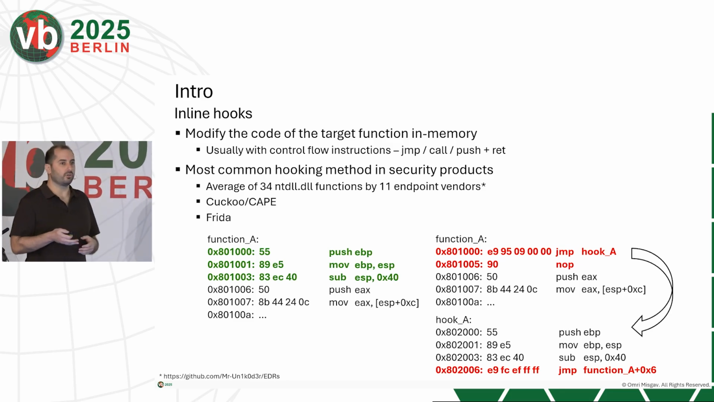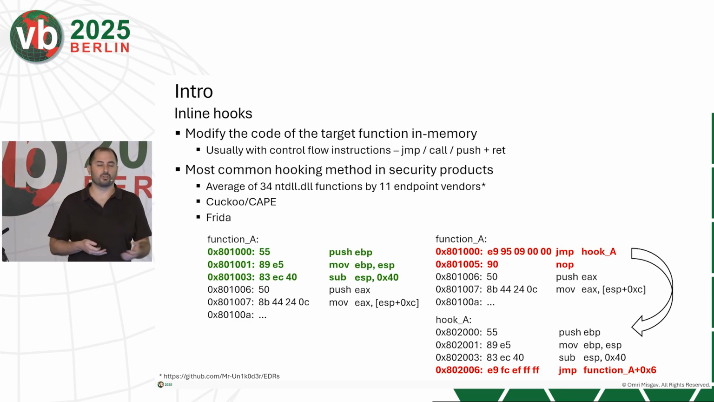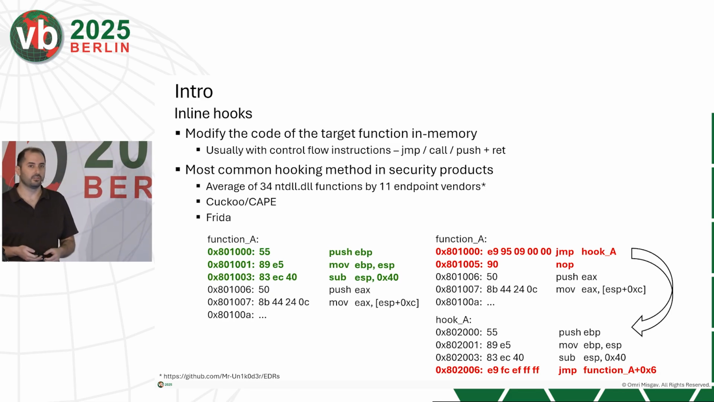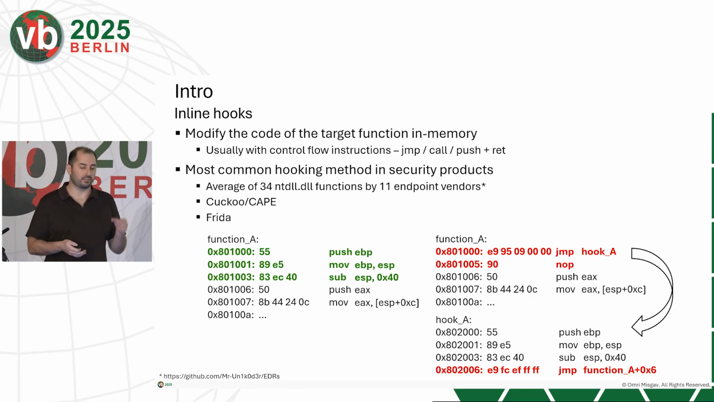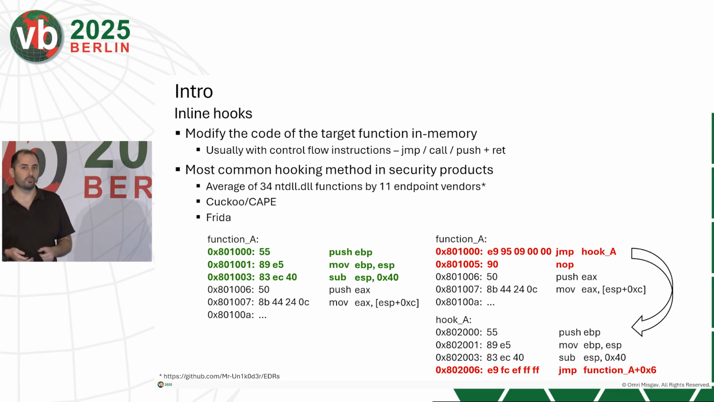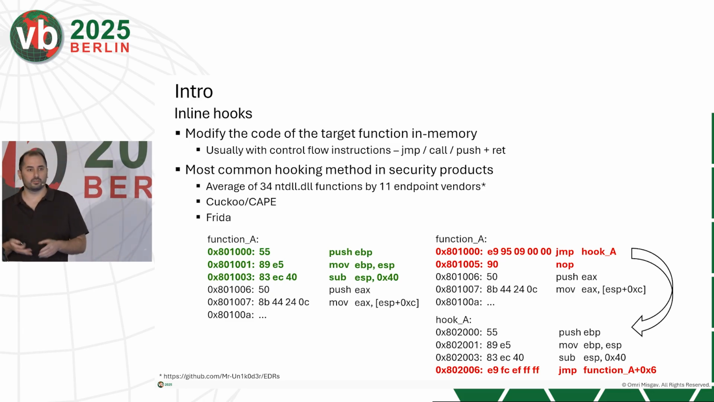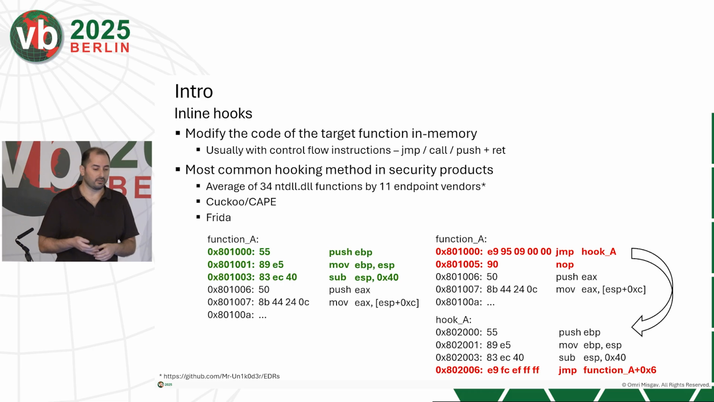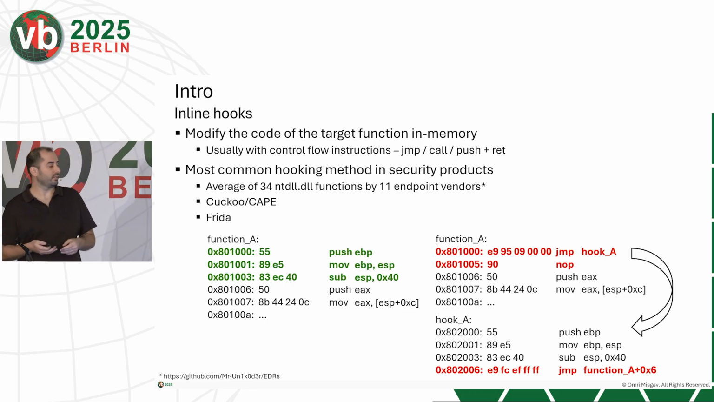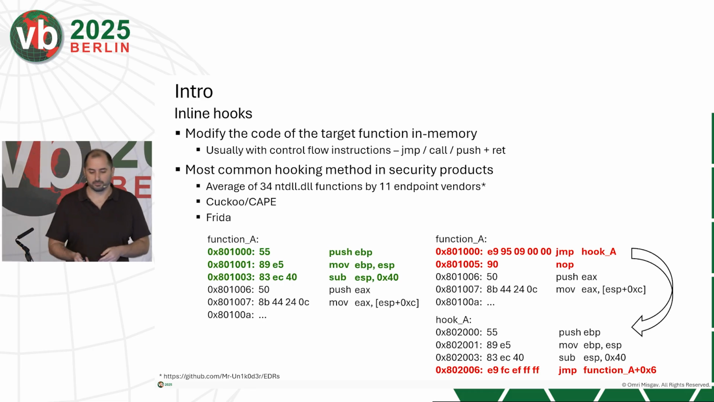There are a few options to perform hooking. The most common one is called inline hooking, which basically means that we go directly to the target function we want to monitor, into its instructions in memory, and we override them, usually with control flow instructions. It's the most common hooking method right now used by security products and solutions. You have a few examples listed here.